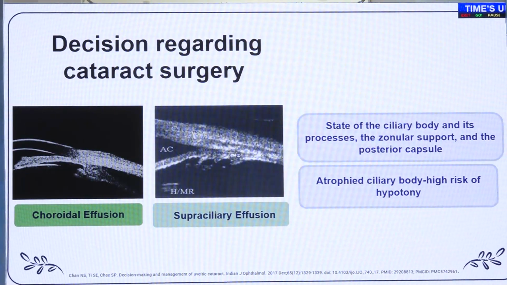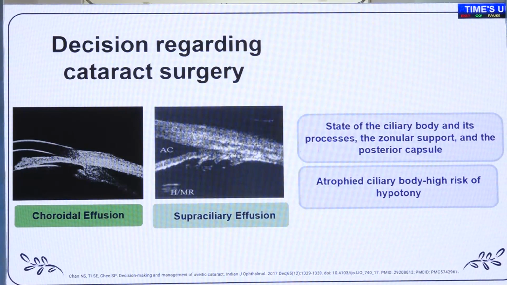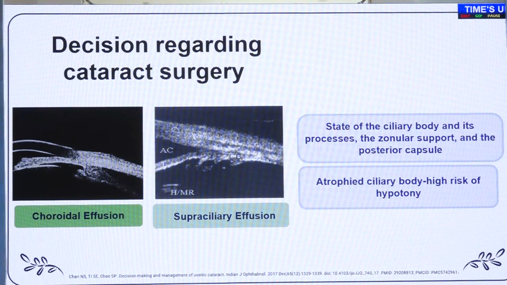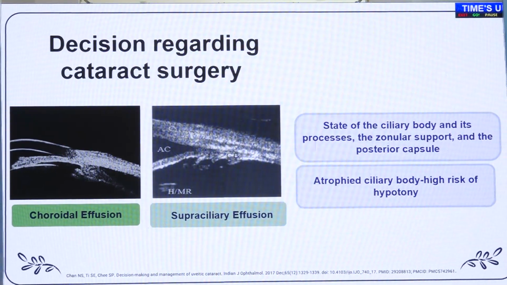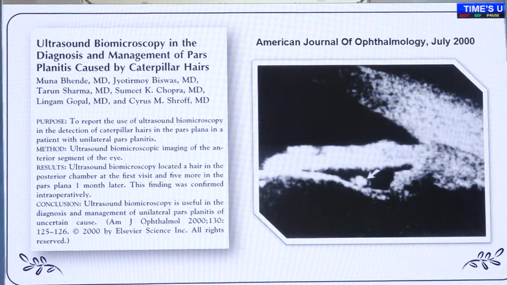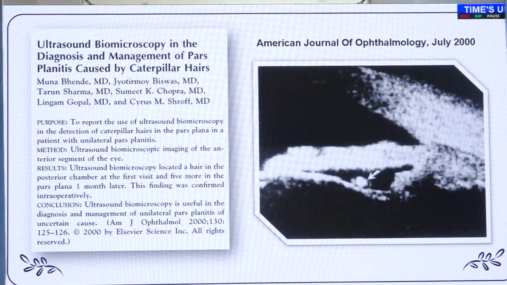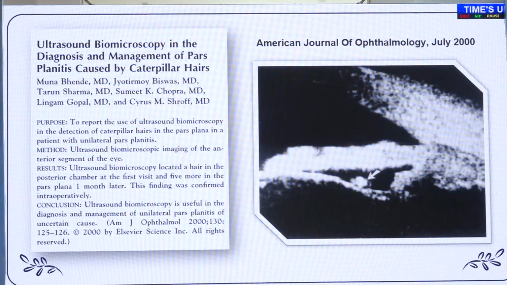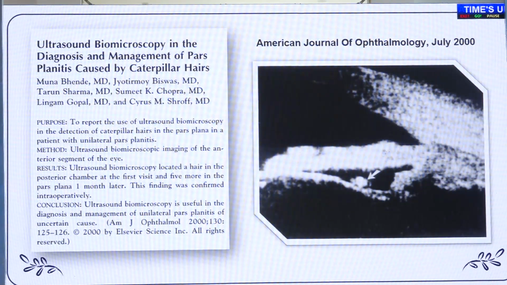The decision regarding cataract surgery, sometimes the view is not there. It's very important to assess the ciliary body processes and general support. With atrophy of the ciliary body, there is high risk of hypotony, and you need to decide whether you need to combine with the vitrectomy or not. We reported a case of pars planitis caused by caterpillar hair, which is shown over here in the ultrasound, UVM showing nodular lesions.